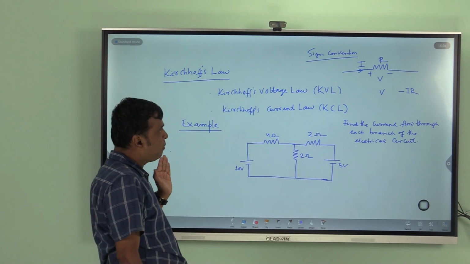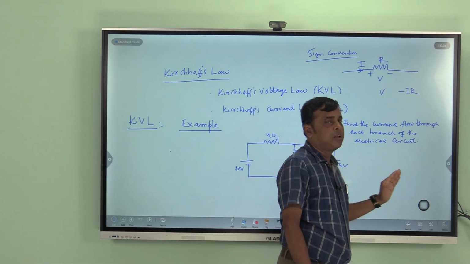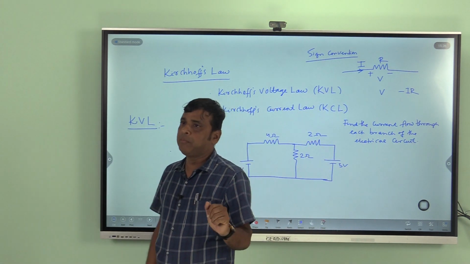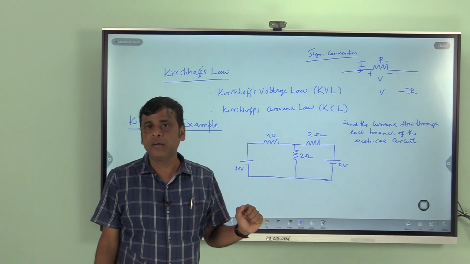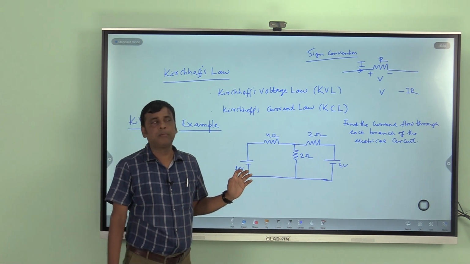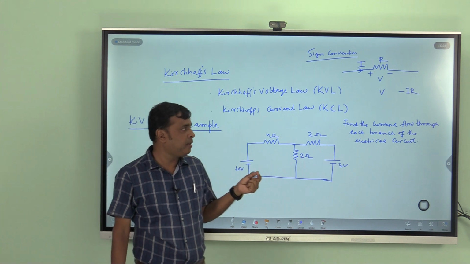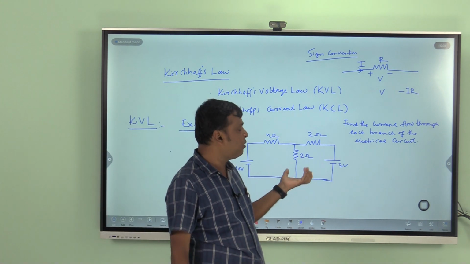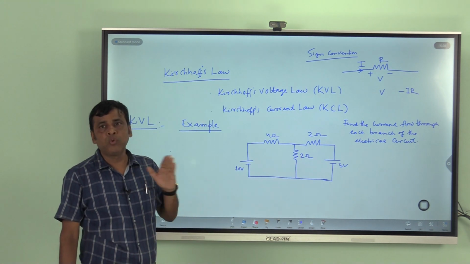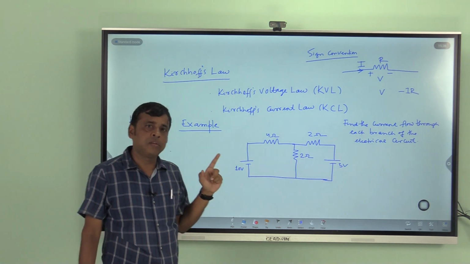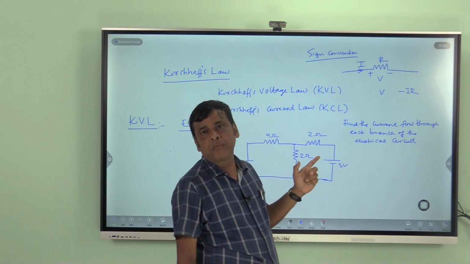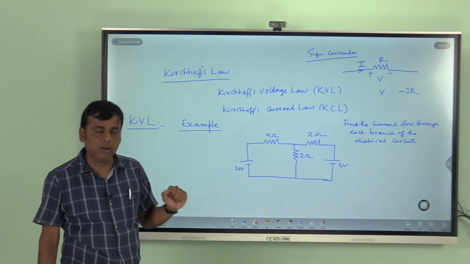If you go from plus to minus, that will be minus. If you go from minus to plus, that will be plus. This is very important. The sign convention is very important. If you slightly mistake the sign convention, then your entire calculation will be wrong. If you go from plus to minus, you take minus. If you go from minus to plus, that will be plus.